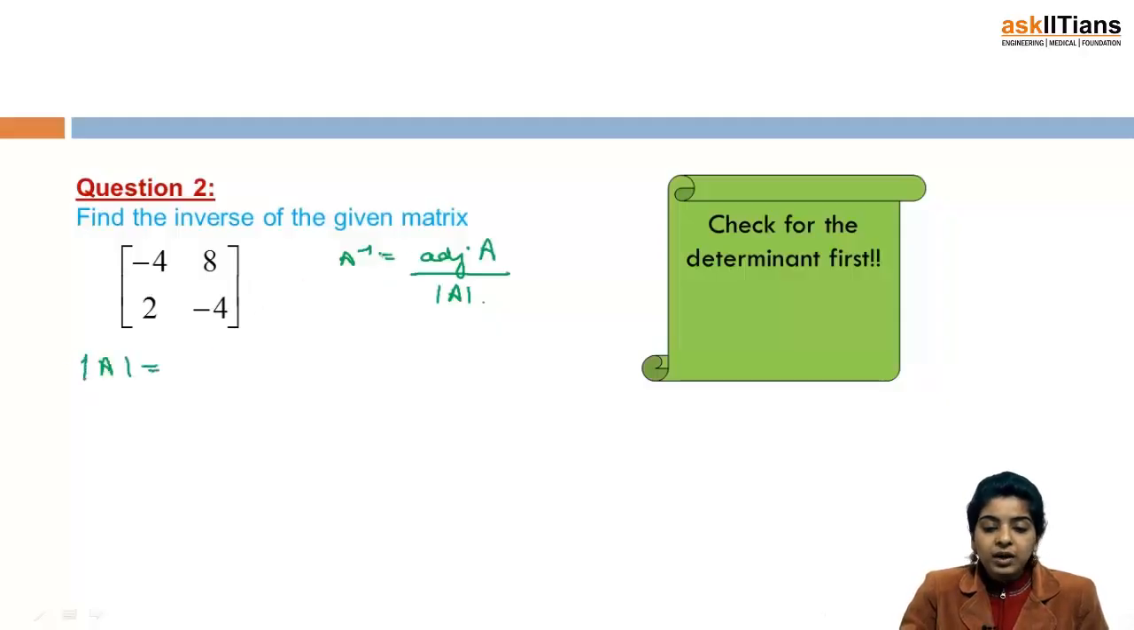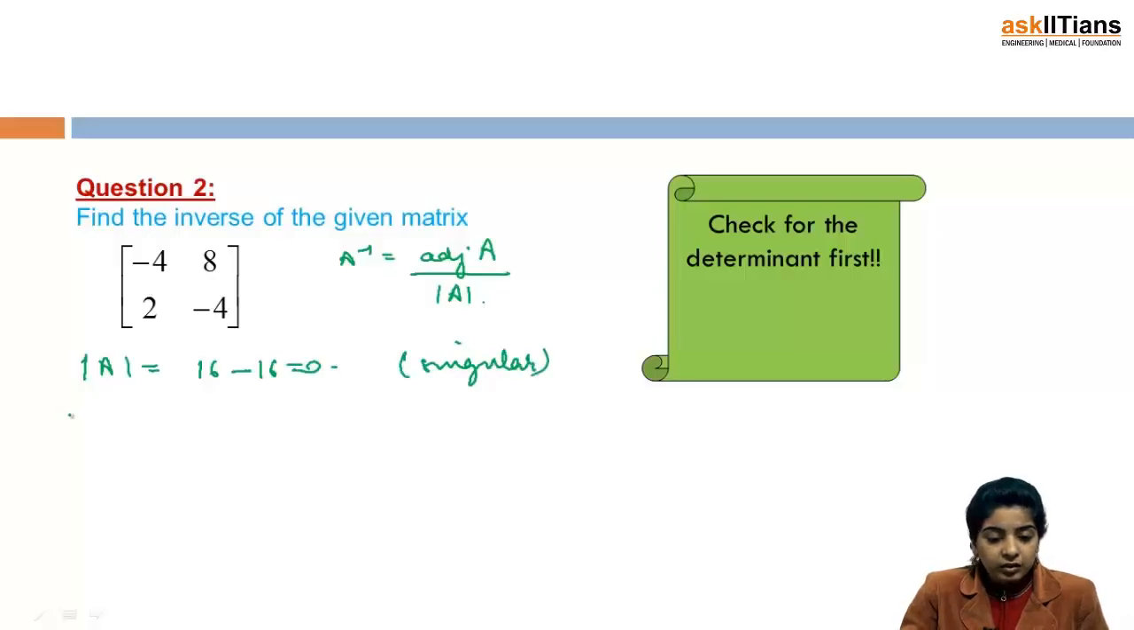because some of you might start computing the adjoint of A, and that will consume most of your time, and finally you might get that determinant comes out to be 0, so that the inverse of a matrix does not exist, right? So it's better to compute the determinant first, and if it is a non-singular matrix, then you can obviously compute the adjoint. Determinant of A comes out to be 16 minus 16, which is 0. So the matrix is singular.